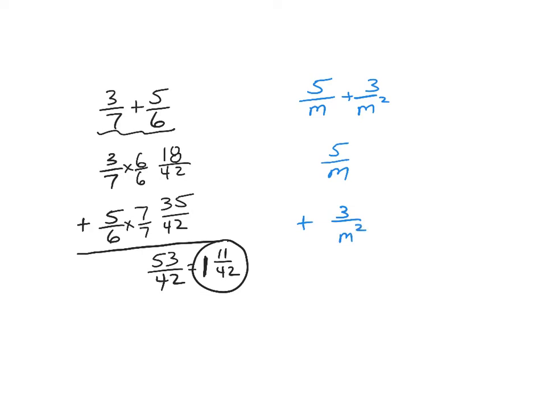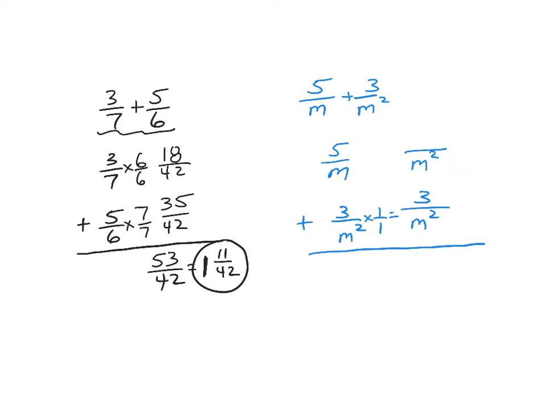I need to think, well, what is the least common multiple of my denominators? Well, they both have an m, but the bottom one has an m squared. So my least common multiple of my denominators is going to be m squared. The bottom one's going to stay exactly the same. I could show it by multiplying by 1 over 1. I really don't need to do that.